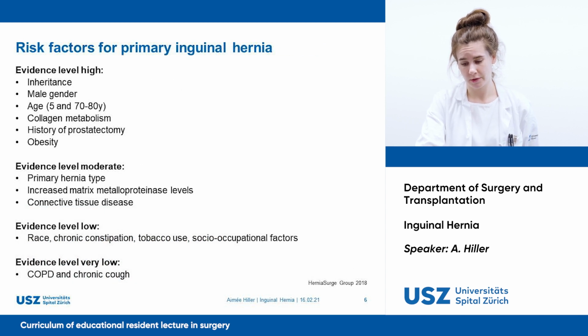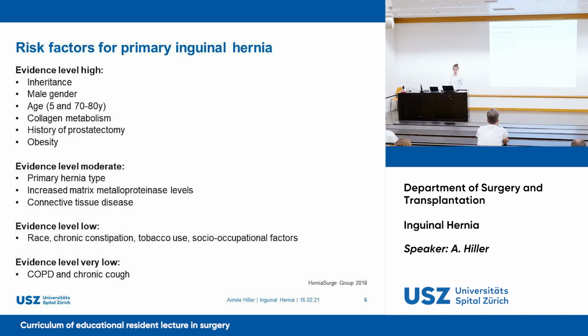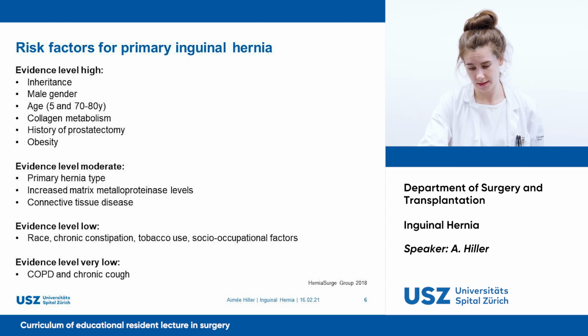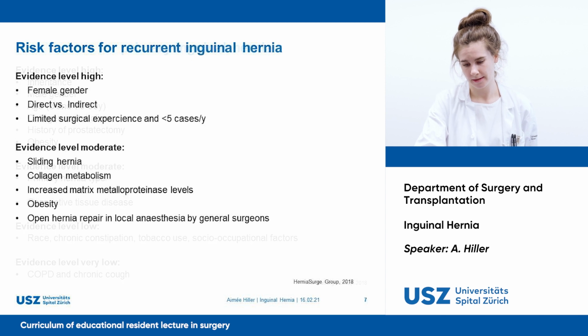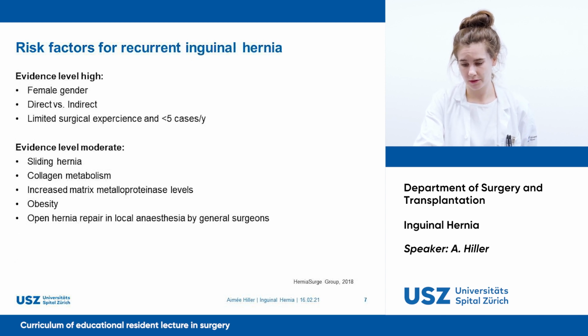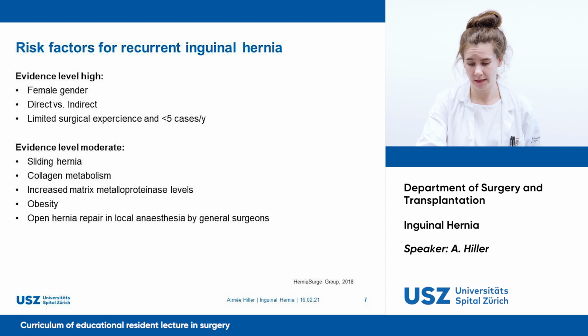Risk factors for primary inguinal hernia. There are different evidence levels, and risk factors with a high evidence level are inheritance, male gender, and age. And maybe surprising, chronic cough has a very low evidence level. Risk factors for recurrent inguinal hernia with a high evidence level are female gender, direct hernia at the primary procedure, and of course limited surgical experience.